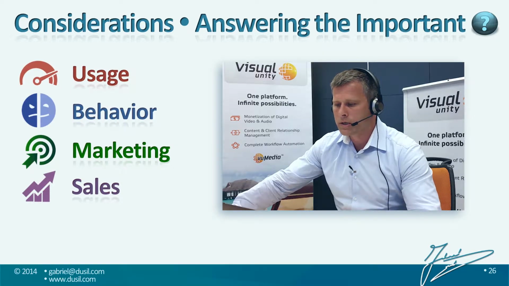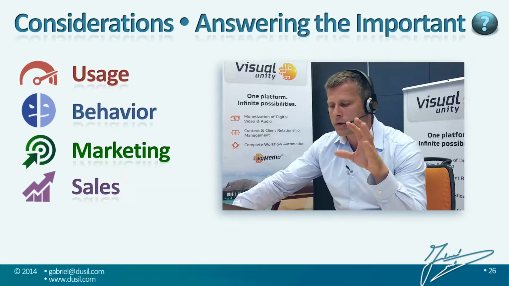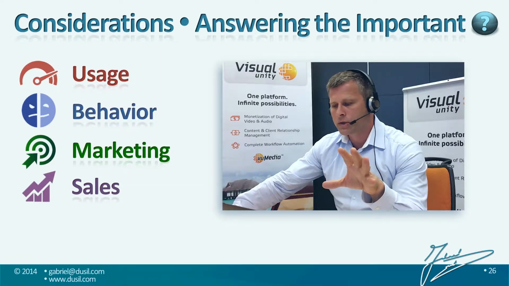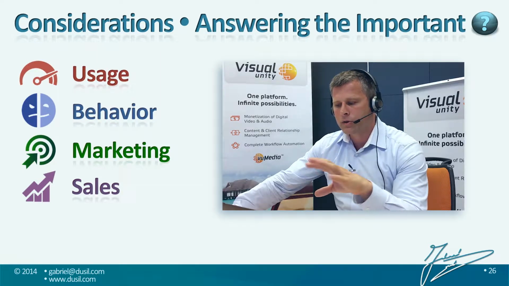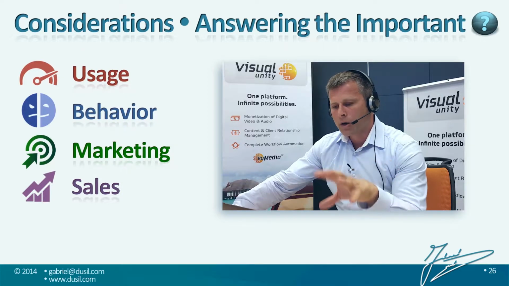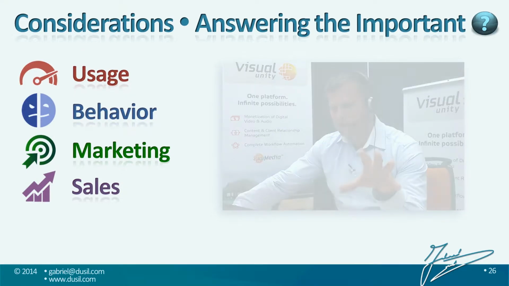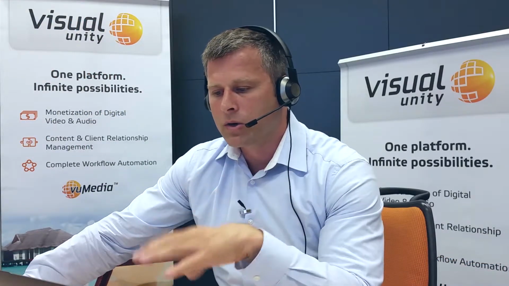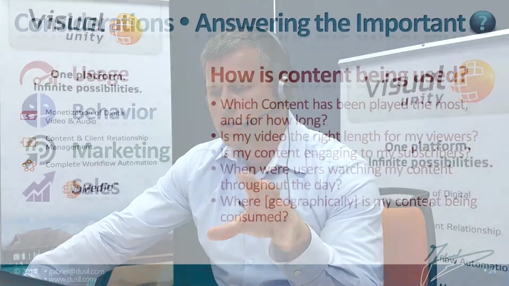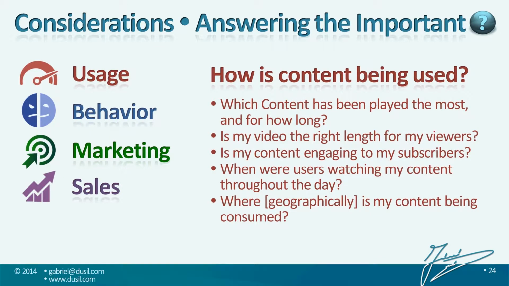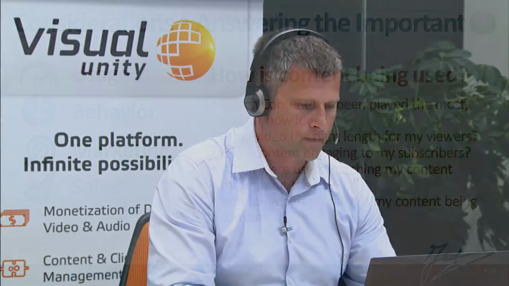So in running an OTT service, it's really important that you understand the usage of your data, the behavior of your subscribers, the marketing efficiency and the effectiveness of the service, and then how much money you're actually making. So here are several questions in terms of usage. How is your content being used? Which content has been played the most and for how long, for example? And getting the details from your dashboard and modifying the service accordingly to make it more effective.